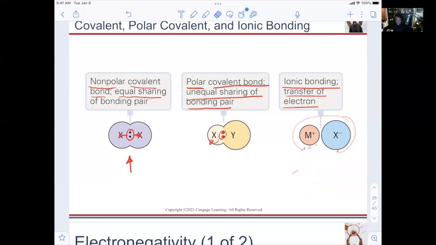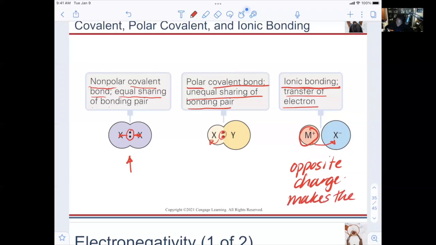But here's the thing, right? They're saying ionic bonding. Bonding means together. Well, how are you together when you're not sharing? Well, X took the electron from here. M is missing an electron, that's why it's positive. So how do they get together? They can't help it. Even though X took from M, what they got was opposite charges. So the opposite charge here makes them attracted to each other.